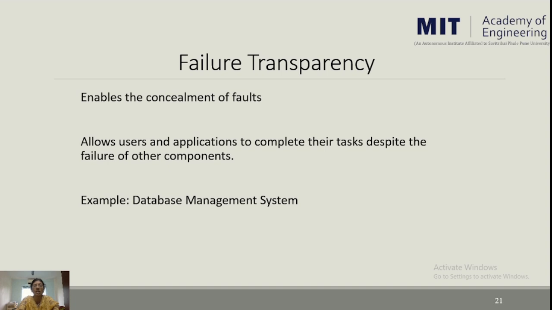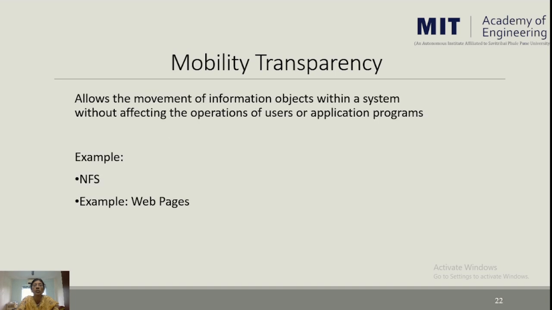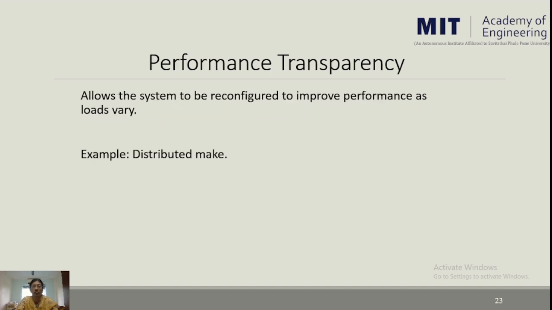Failure transparency enables the concealment of faults, allows users and applications to complete their task despite failure of other components. Example, database management system. Mobility transparency allows the movement of information objects within a system without affecting the operations of users or application programs. Example, NFS and web pages.